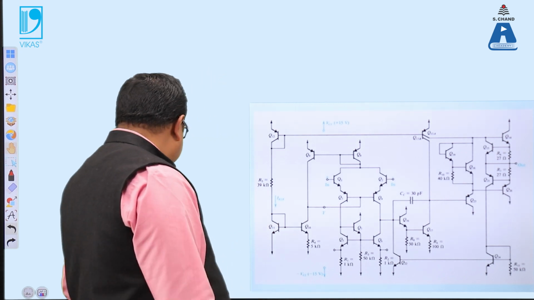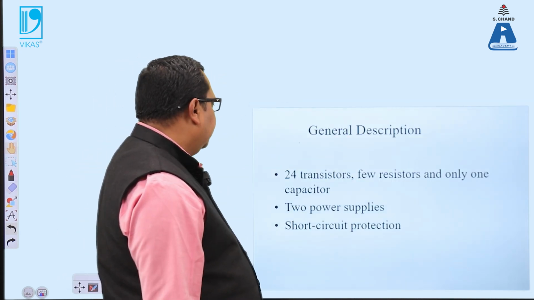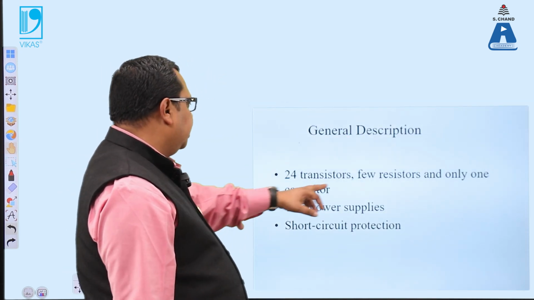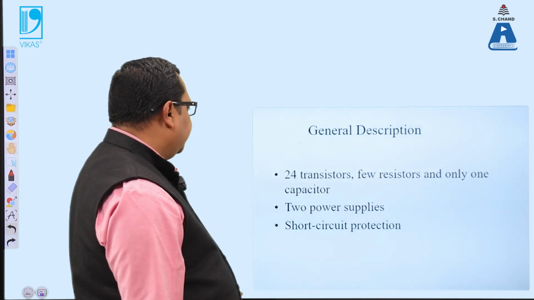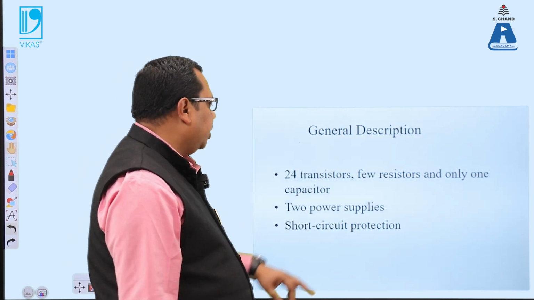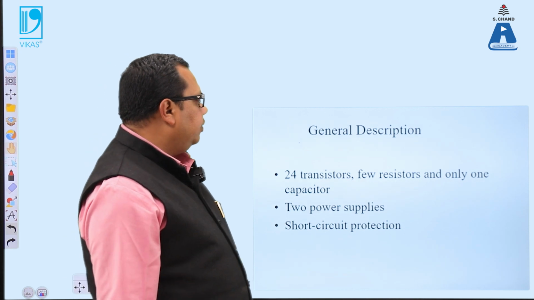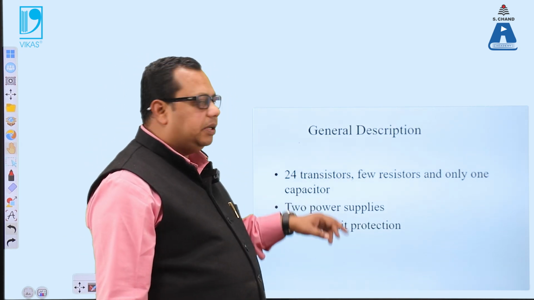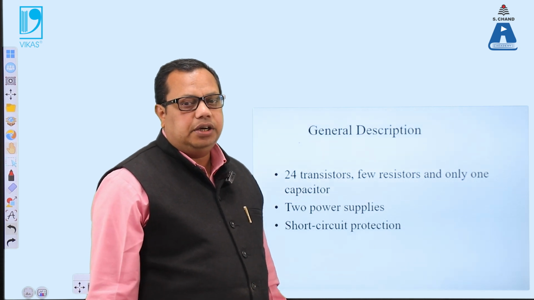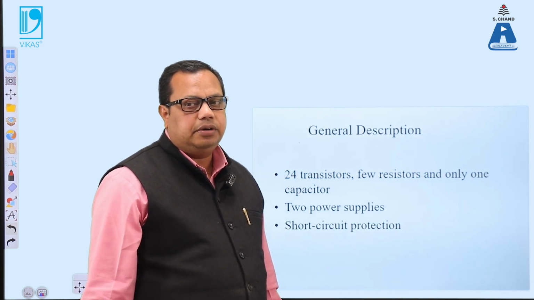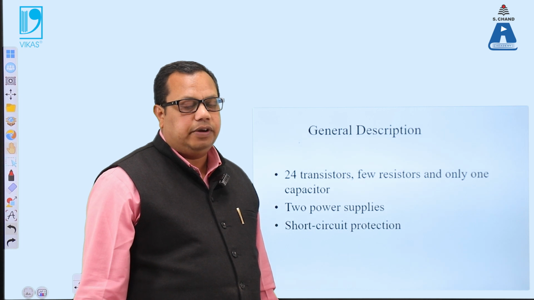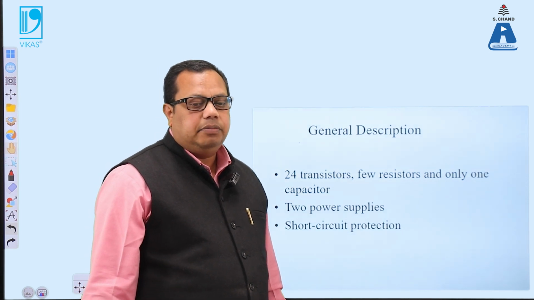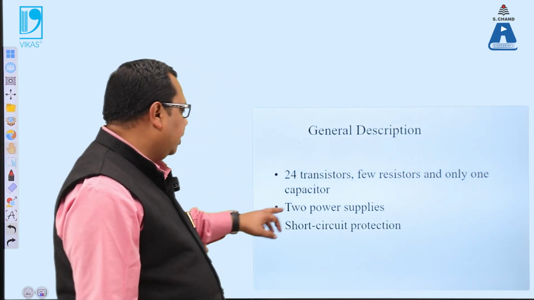Then we have understood that it uses 24 transistors, a few resistors, and only one capacitor, with power supply short circuit protection. So we have used 24 transistors, and two power supplies are generally used for calculating the variation between the input and the output, so that whenever the variation happens between the input and the output, we can calculate it.